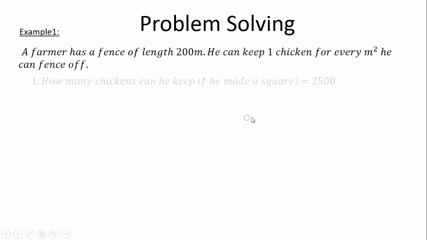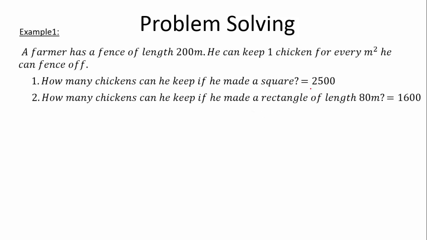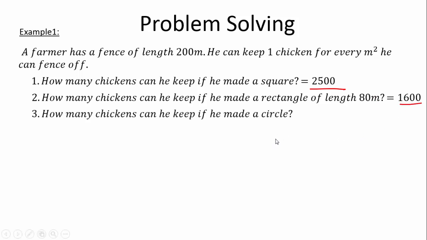Let's have another look. We have our square with 2,500 chickens. We have our rectangle with 1,600 chickens. How many chickens can he keep if he made a circle? So now we need to make a circle. The circumference of the circle will equal 200 meters. That makes sense because it is the length of the fence. So from here all the way around, back to the start is 200 meters. We have a radius.